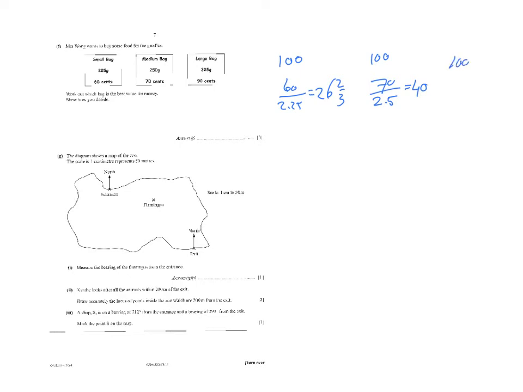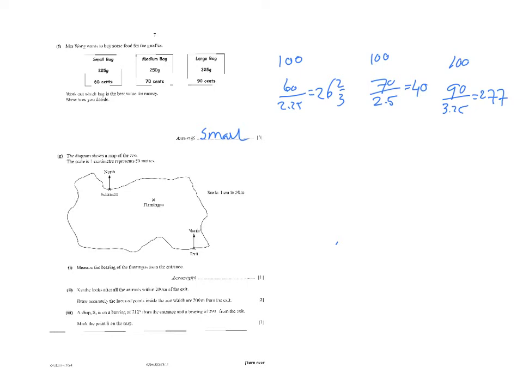The third bag, for 100 grams, I'm going to pay 90 divided by 3.25. Sorry, my calculator is not helping me. 27.7, if I correct that to one decimal place. There you go. So actually, which one is the cheapest for 100 grams? That is the small bag. So there are different ways of doing this. This is just one method.